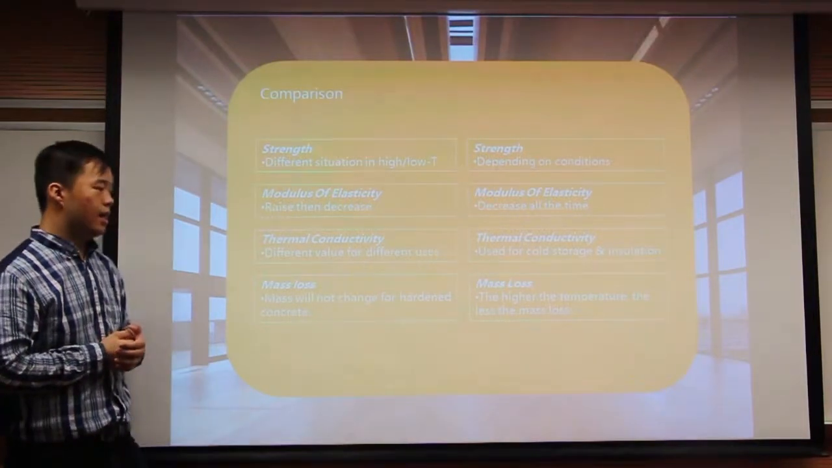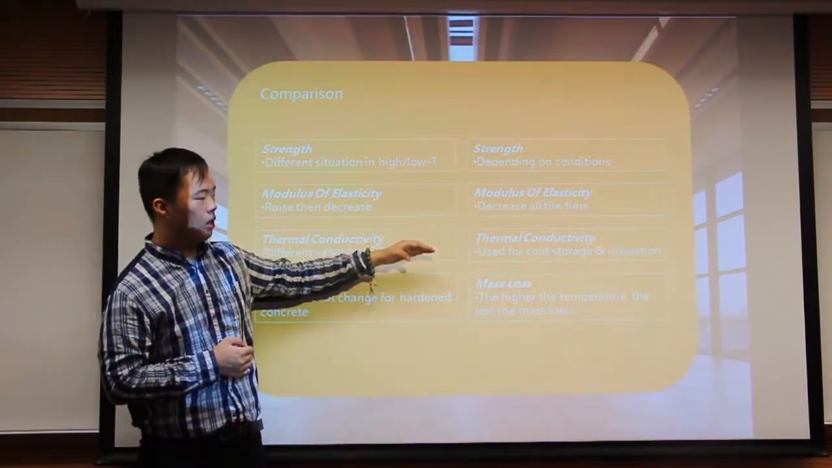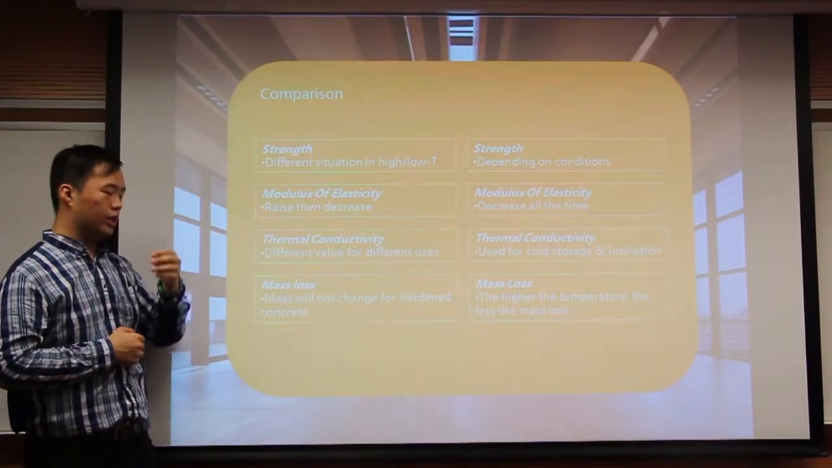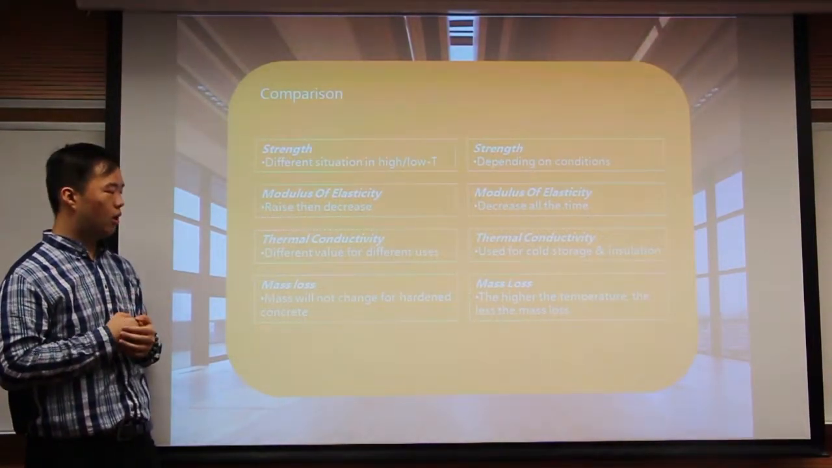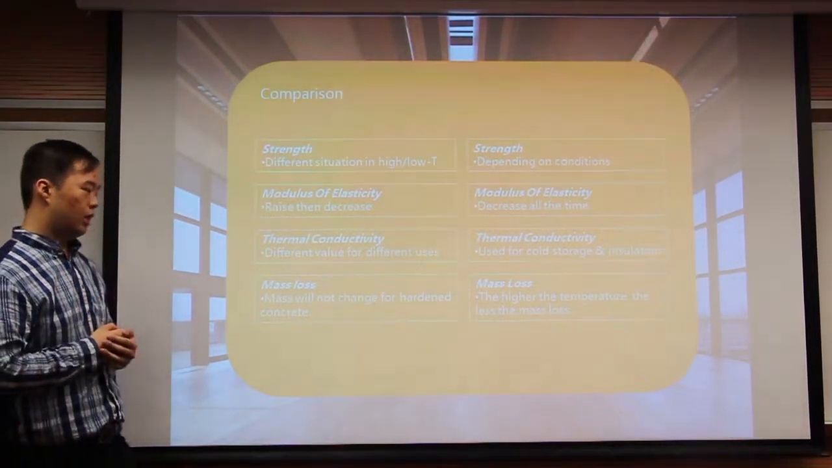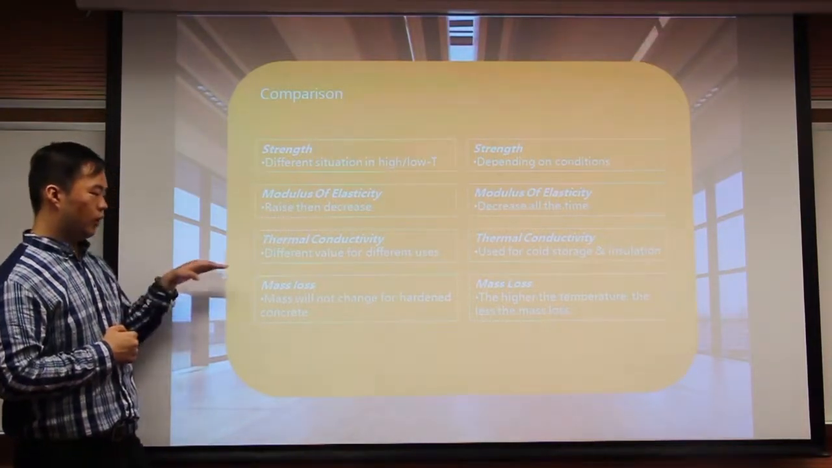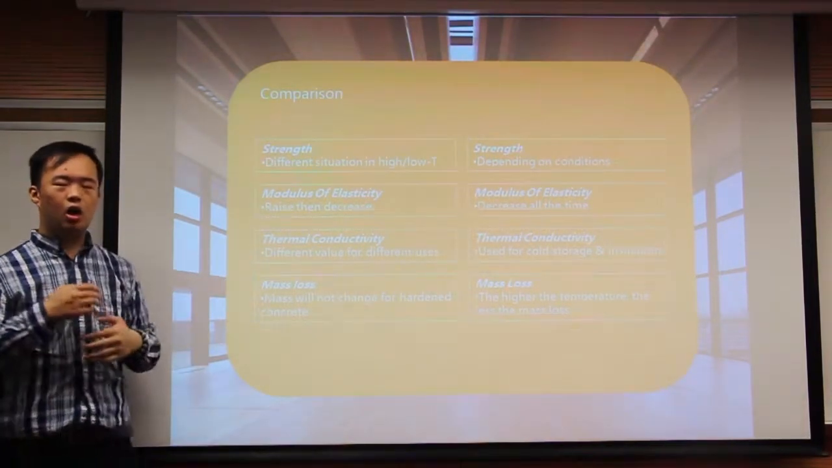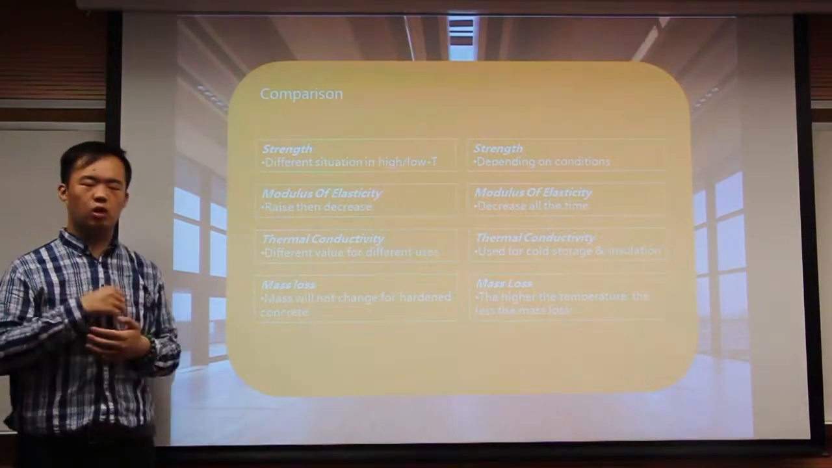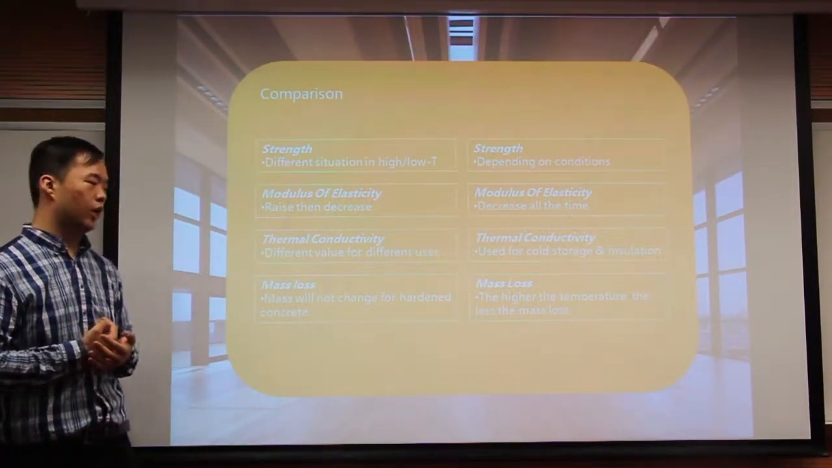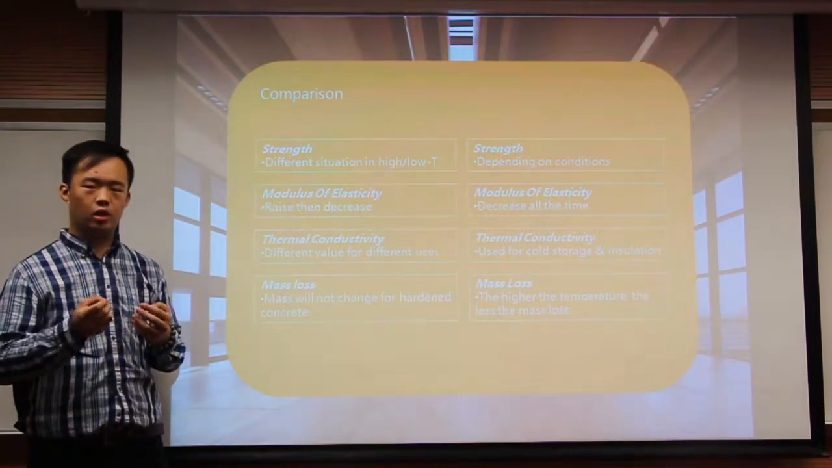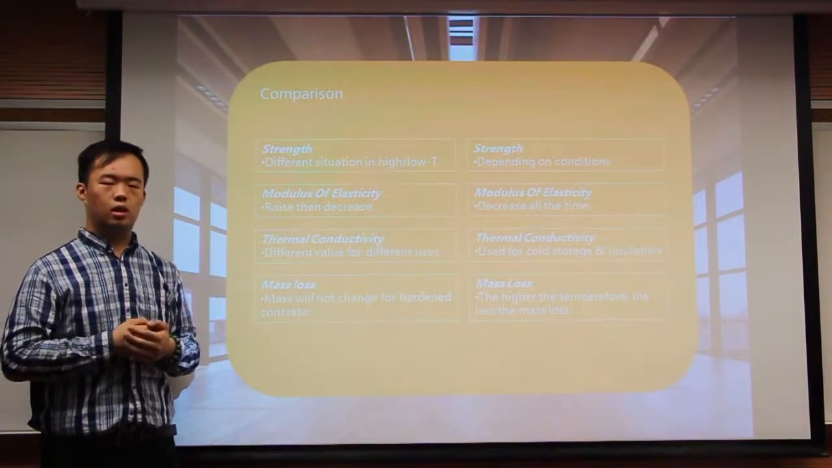So we can see that timber will be used for cold storage and insulation. And for the concrete, we can see the different values of this coefficient will be used for different purposes. And also, when we talk about the mass loss, the mass will not change for the hardened concrete. But for the timber, the higher the temperature, the greater the mass loss.